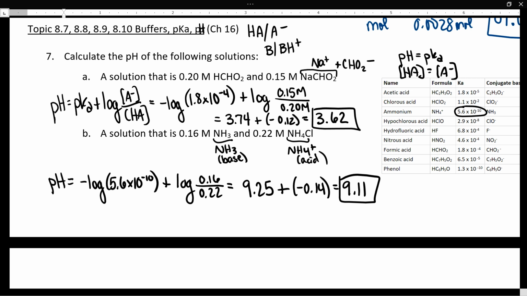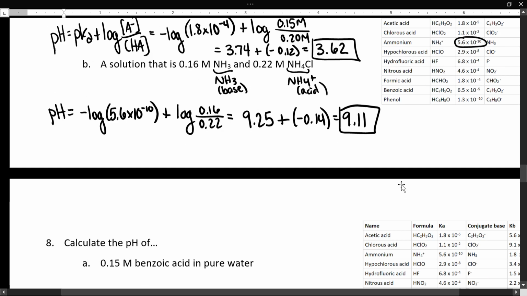And for a buffer, the pH is going to be close to the pKa. So in this case, the pH is close to 9. This pH is close to 3 or 4. So buffer does not mean neutral. Notice that neither of these are neutral. They're not pH 7. But what makes something a buffer is that it's going to maintain this pH. So like this solution, if you add additional acid or base to it, the pH is going to stay at 3.6. And this solution is going to stay at 9.1. That's what makes it a buffer, it resists changing pH.